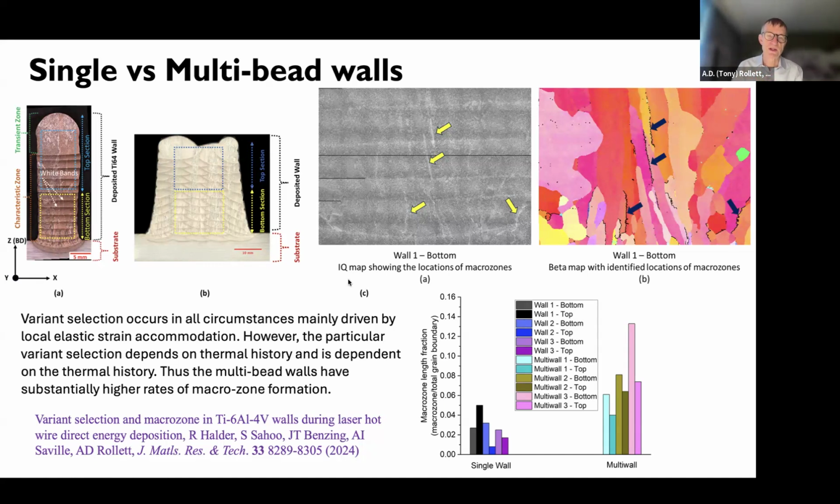But the thing that was really interesting is there are grain boundaries in the beta in the single bead walls, and there are grain boundaries in the multi-bead walls. The beta grains grow up through these weld boundaries very easily, as you can see from the strongly columnar microstructure. But what was quite interesting was when we quantified the length fractions of macrozones. In other words, what length fraction of these beta grain boundaries had these special orientation relationships. The answer turned out to be that the multi-bead walls had measurably more of these macrozones than the single wall.